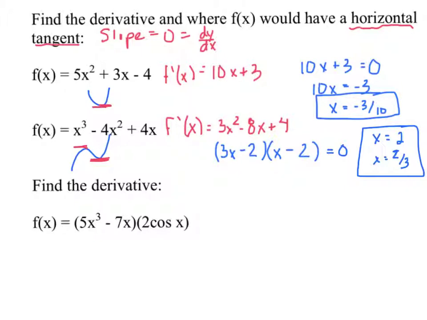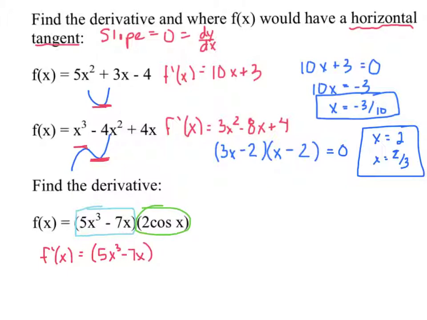Next, find the derivative. Well, here we've got a product. We can't really expand it. Okay, so I'm going to just do a little bit of coloring here. Got our first piece, and this will be our second piece. Okay, so our derivative will be the first multiplied by derivative of the second.